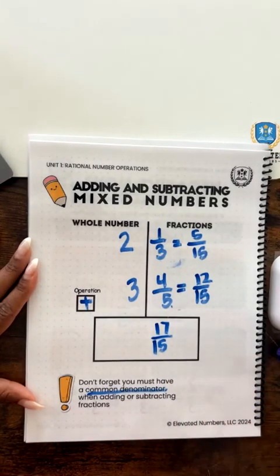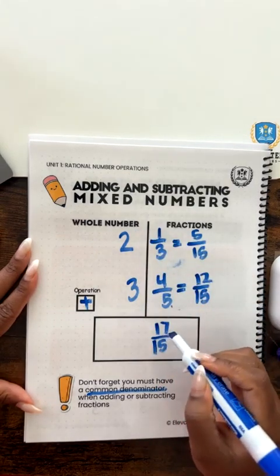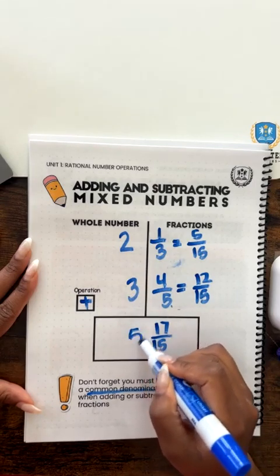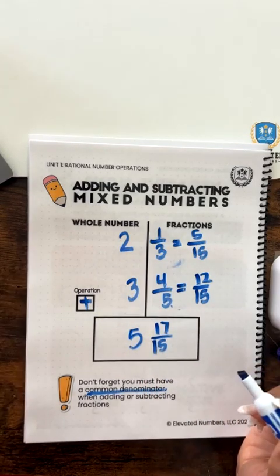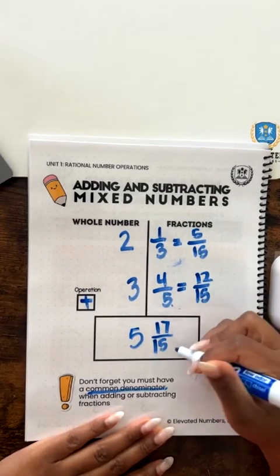Okay, now here's the thing, 17/15 is bigger than a whole. So that's already a red flag for me. And I know I'm going to have to do an additional step. But for now, I'll just go ahead and add the whole numbers: 2 plus 3 is 5. But we can't leave it like that because 17 out of 15 is an improper fraction.